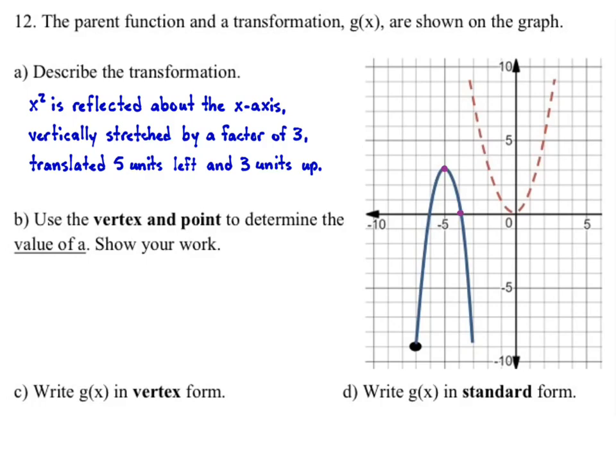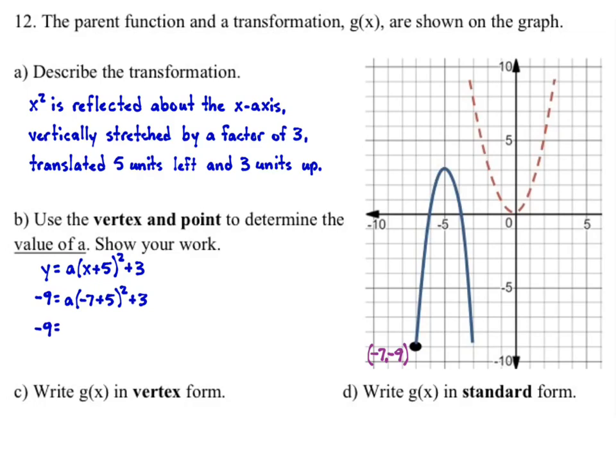And then for part B, use the vertex and the point, so we're talking about this point here, to find the value of a. So our vertex was negative 5 comma 3. So we'd start with y equals a times x plus 5 squared, and then plus 3, plugging our vertex in. And then we're going to plug this coordinate in. This coordinate was negative 7 comma negative 9. We're going to plug that into x and y, and then simplify all of that.